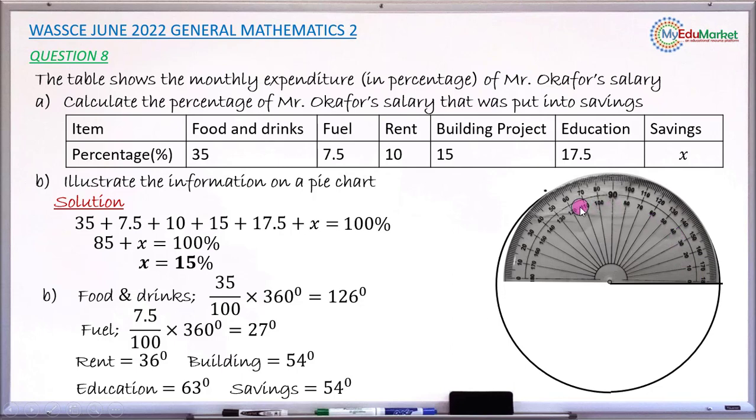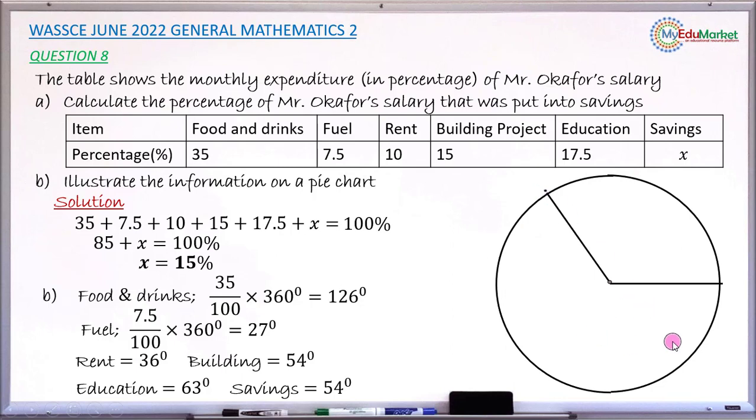So 126 is somewhere in between 120 and 130. So this is the point. You make a small dot there, and you remove the protractor and use your ruler from the center to join it to that very point. This will now be the sector for food and drinks. You can now mark the angle and also name the sector as well.